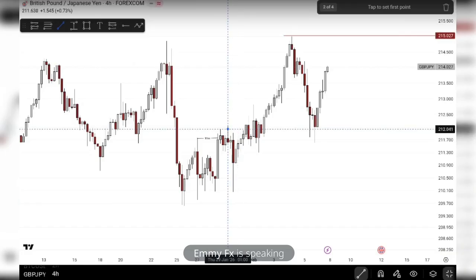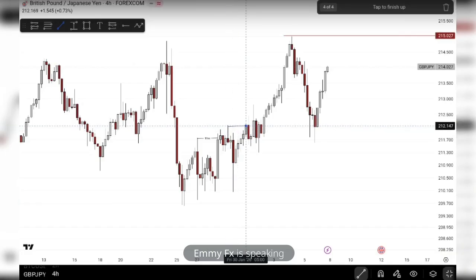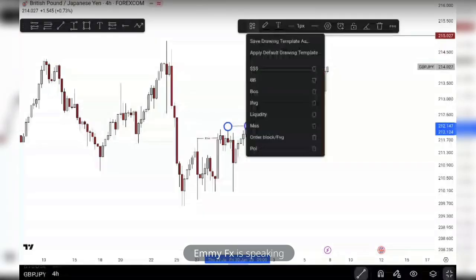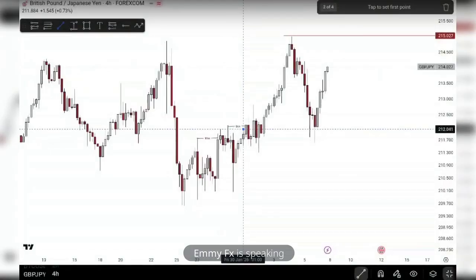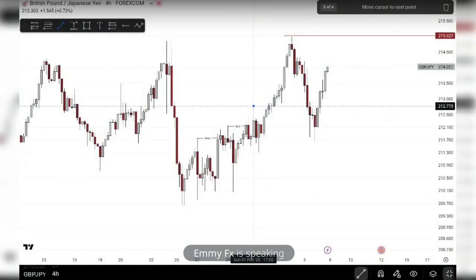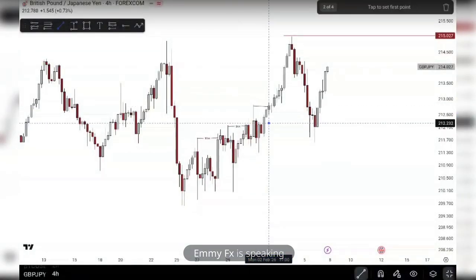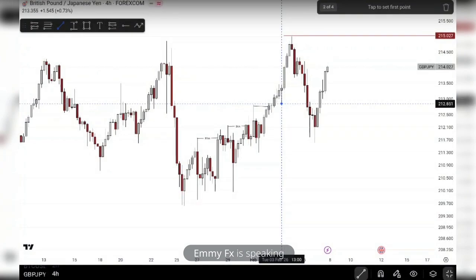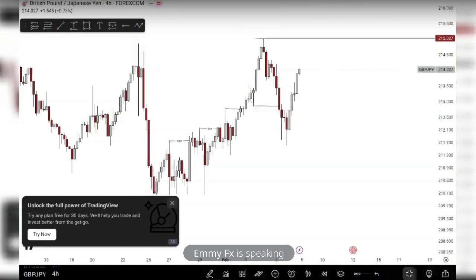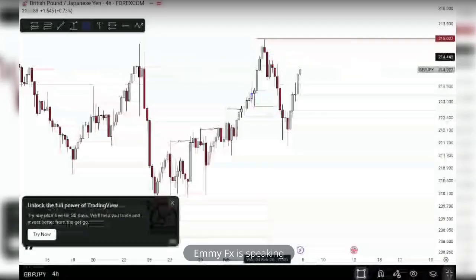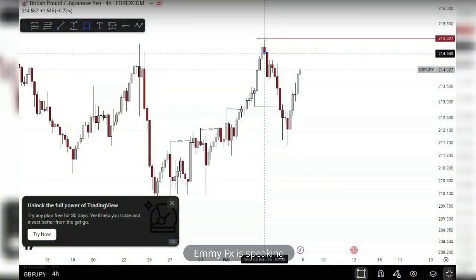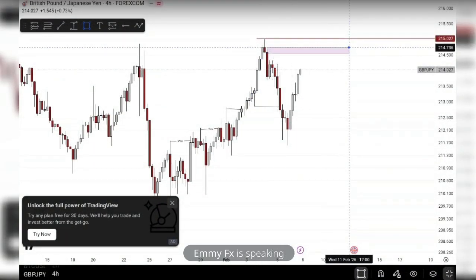We also have this break of structure to the upside here. We have a market structure shift to the downside from this one. Since we have this market structure shift from that side, we are having this other block which is currently stating here. So we are having this other block.